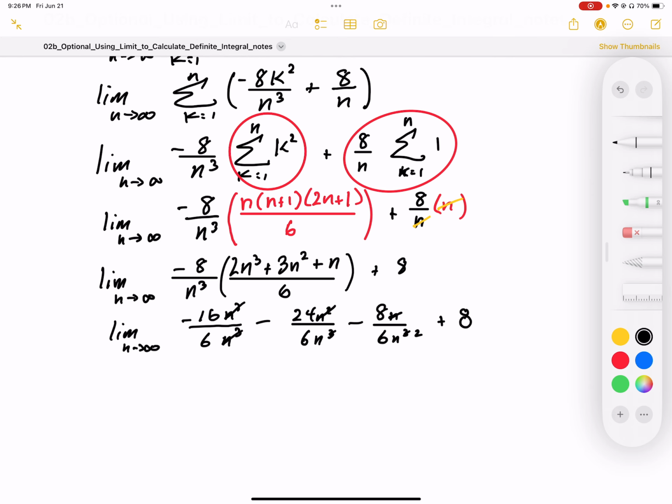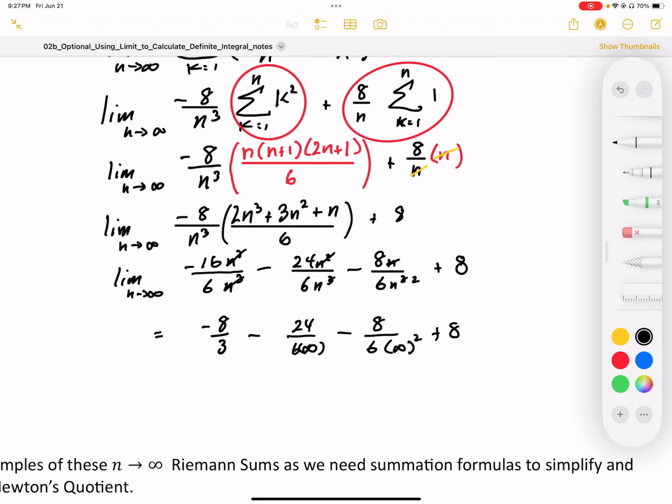I'm going to now apply my limit. So when I apply my limit, I get negative 8 over 3, minus 24 over 6 times infinity. Well, that's 0. Minus this is going to be 8 over 6 times infinity squared. Again, that's going to be 0, plus 8. And I can see that my area is going to be exactly the same: negative 8 over 3 minus 0 plus 24 over 3. And that's going to give me my area of 16 over 3 units squared.